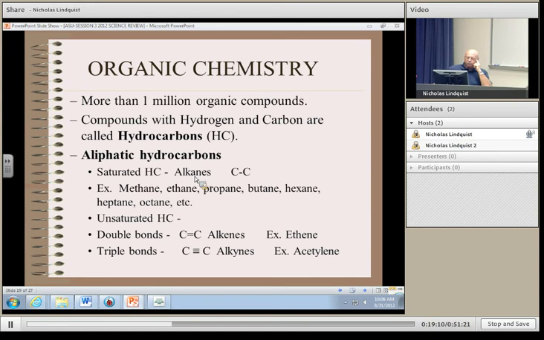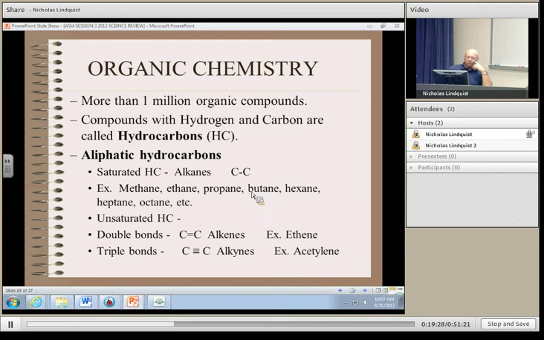So if we see something with the name trichloroethane, we know we're going to have multiple carbons with a single bond because of the A-N-E. Some other examples of alkanes are methane, ethane, propane, butane, hexane, etc.